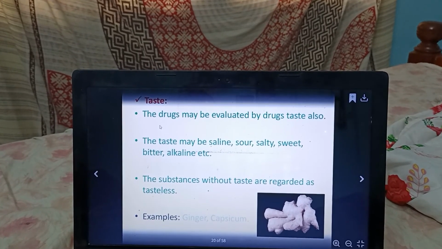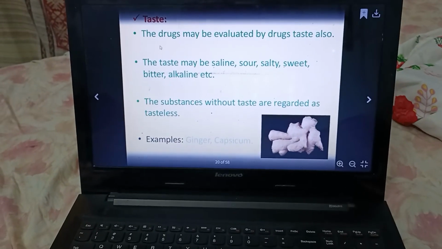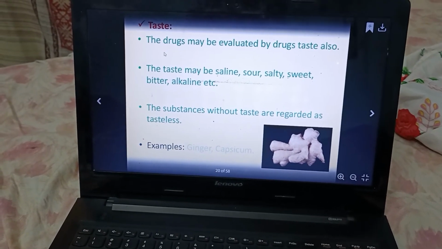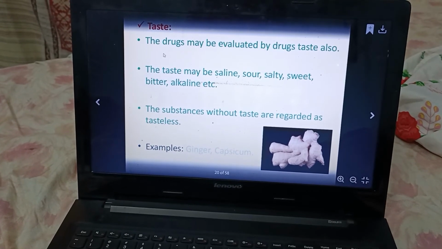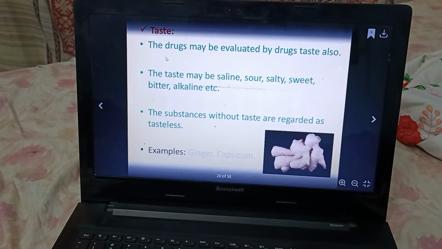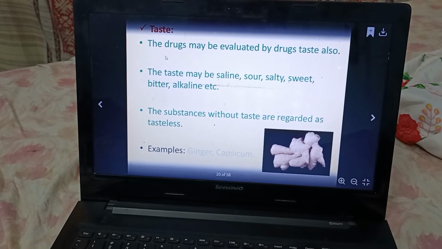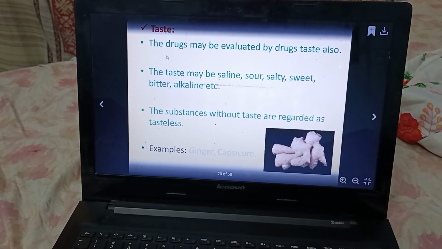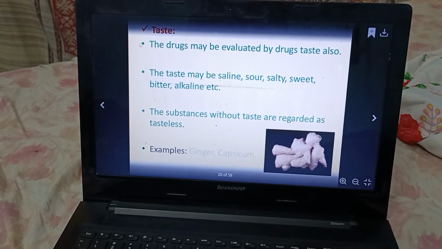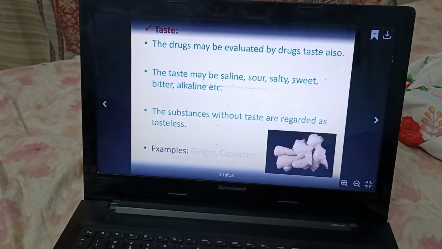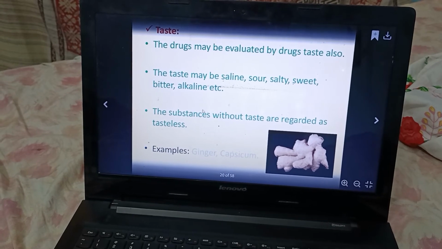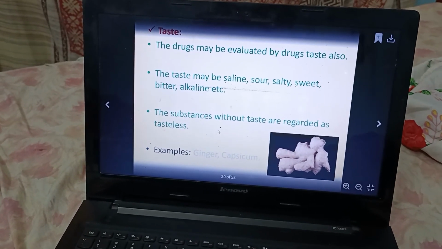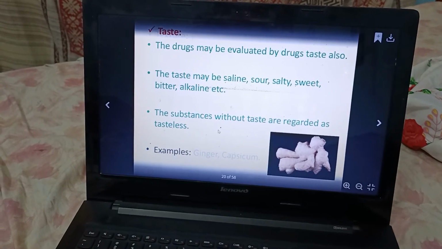And when coming to taste, drugs may also be evaluated by their taste. The taste may be saline, sour, salty, sweet, bitter, alkaline, etc. Substances without taste are regarded as tasteless. If the drug doesn't have any taste, it is called tasteless. Examples: ginger, capsicum. All of you can taste these two.